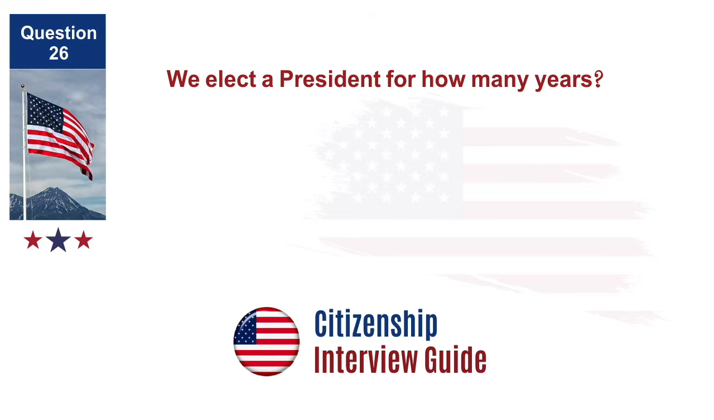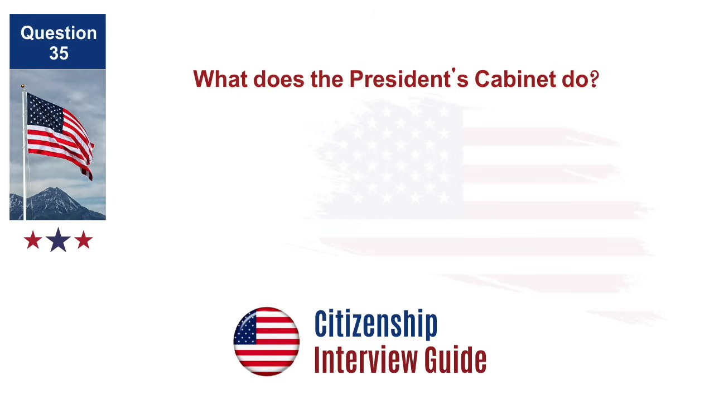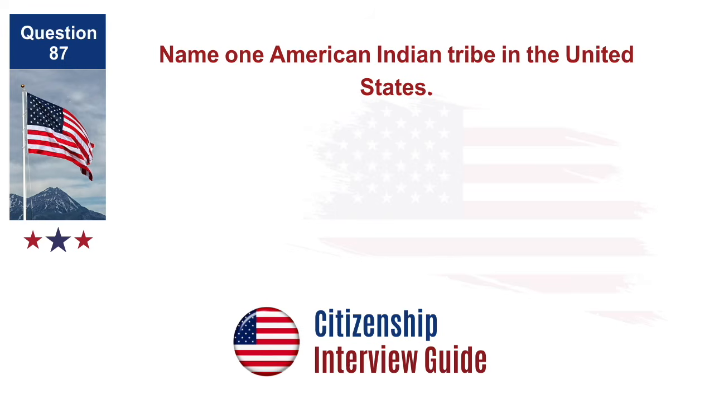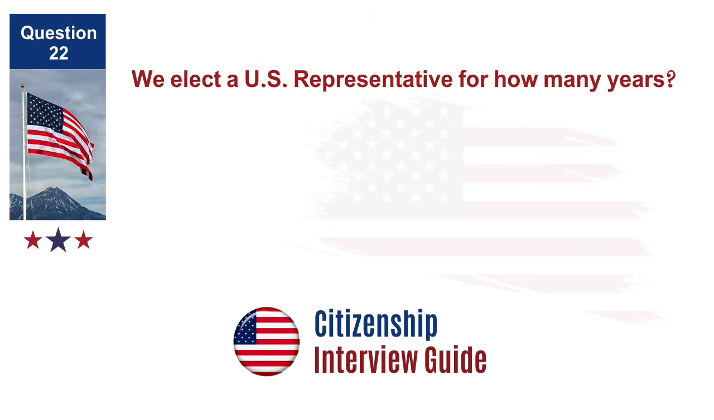We elect a president for how many years? 4. What does the president's cabinet do? Advises the president. Name 1 American Indian tribe in the United States. Cherokee. We elect a U.S. representative for how many years? 2.